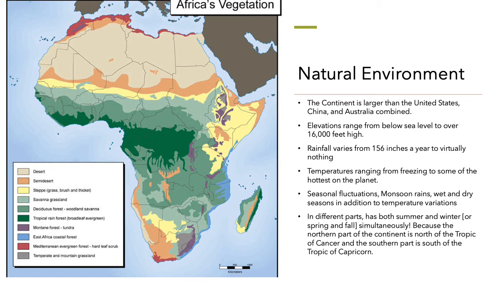The northern part of the continent is north of the Tropic of Cancer, and the southern part is south of the Tropic of Capricorn. So there are truly non-tropical areas, with your standard seasonality, but flipped between the northern and southern hemispheres.